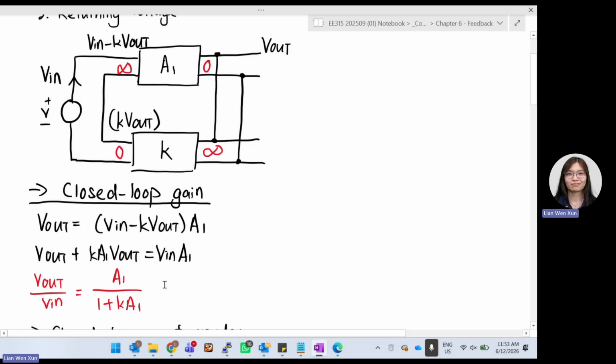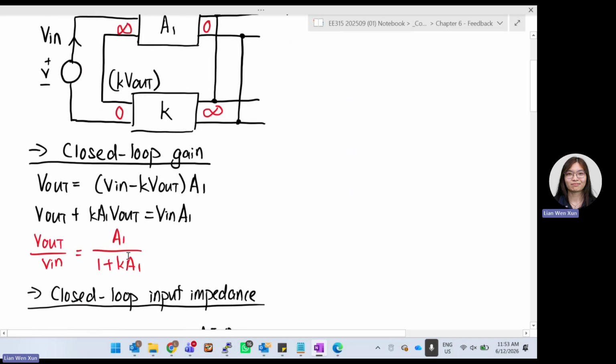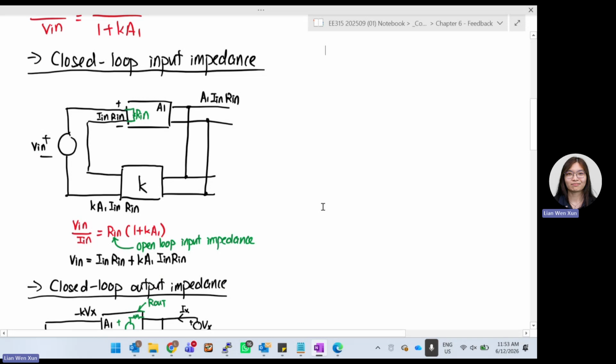So we rearrange, okay? We multiply everything inside. So you get V out over V in to be A over 1 plus Ka. So it looks like the one that we derived earlier, A over 1 plus Ka. So that's your closed loop gain.